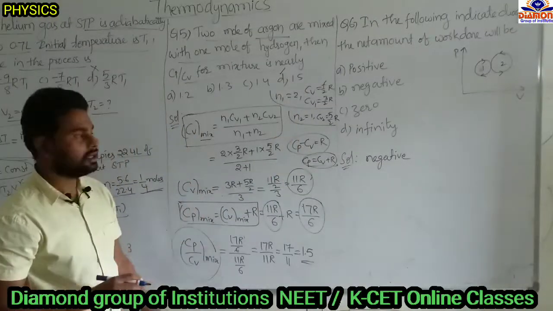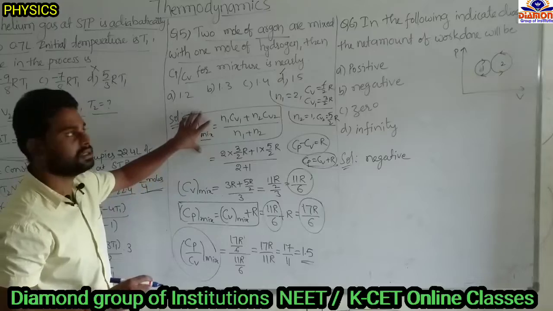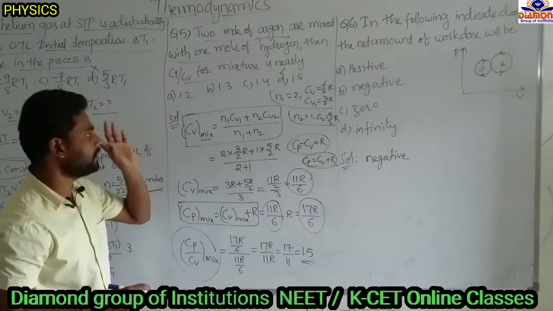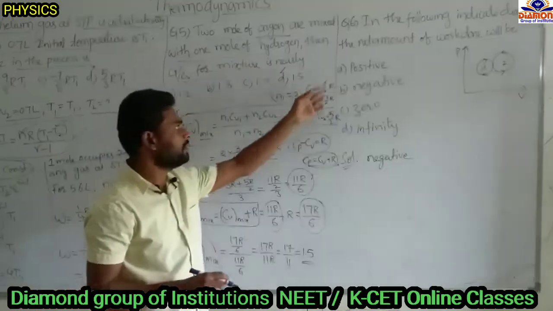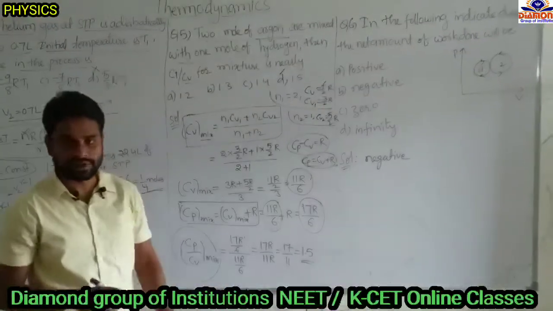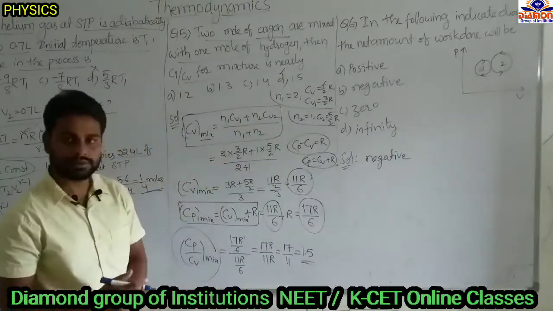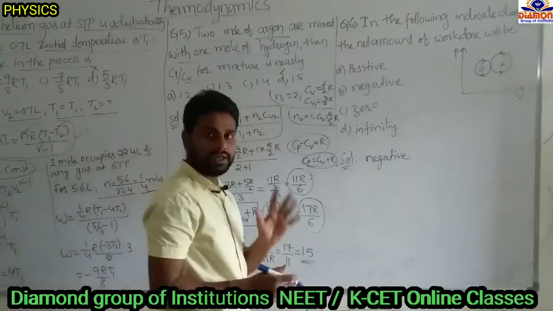Okay, like this you have to solve the problem, the easy way. First find the Cv of the mixture. Why? Because for any gas we can find the Cv value very easily, 5 by 2 R, where 5 is the degree of freedom. Okay, remember, follow this one, you will get it very easily.